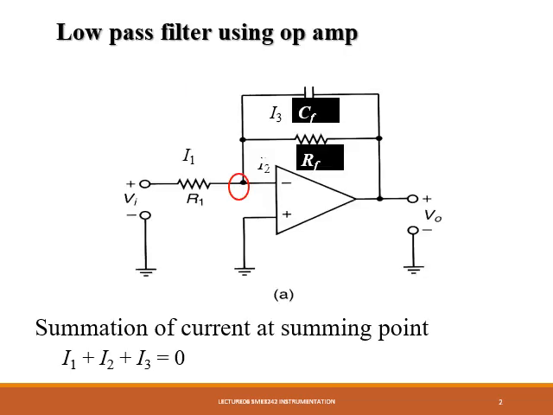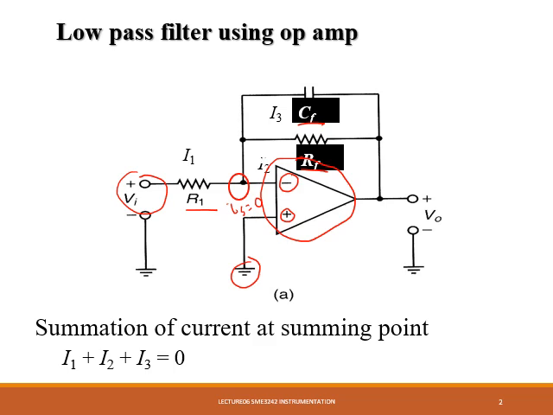This is the circuit for active low pass filter. If you notice here, there is operational amplifier in the circuit. So we have two resistors, R1 and R feedback, and one capacitor, C feedback. And the voltage input is connected to the negative terminal, while the positive terminal is grounded. As for the derivation, we always consider that the current into the op-amp equals 0.